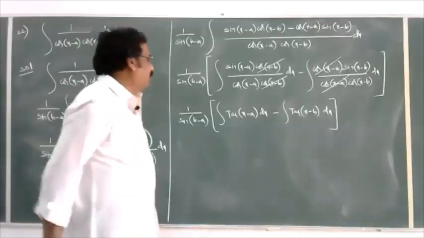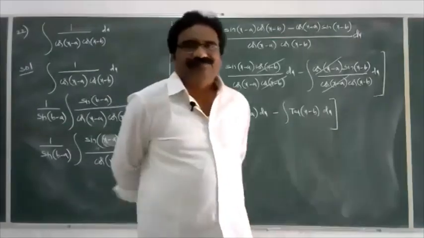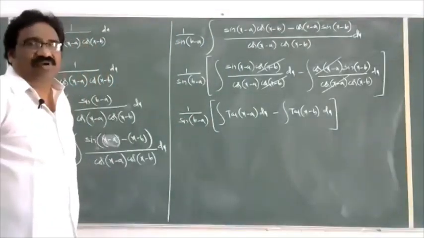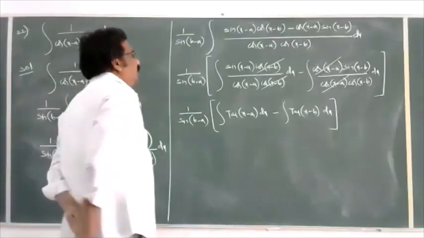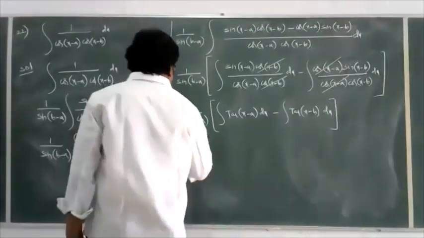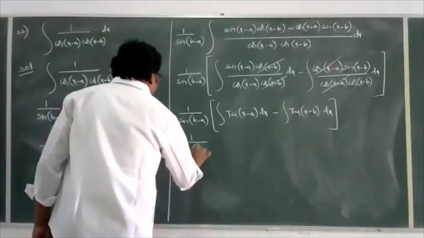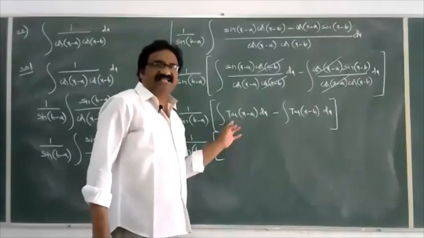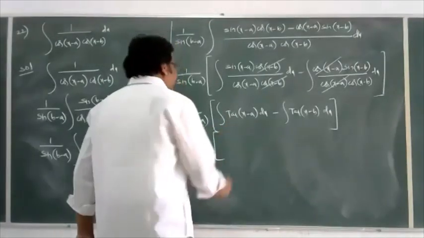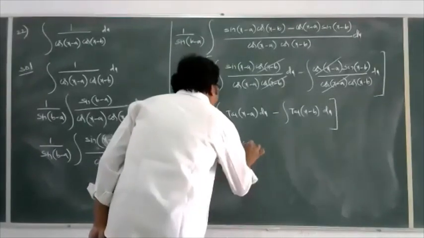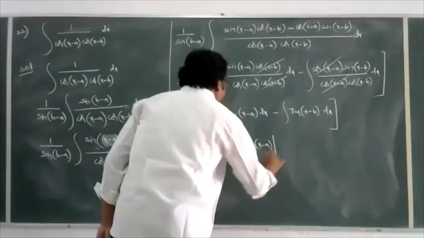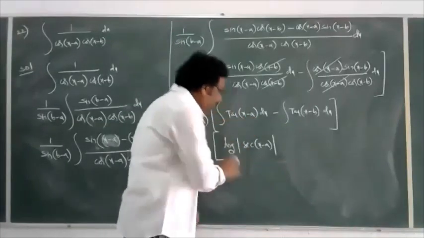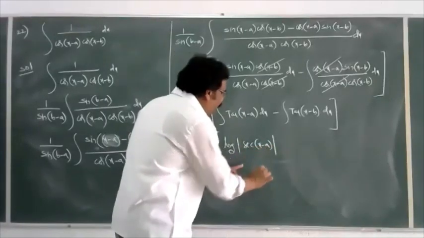So you remember the formula: integral of tan x is log mod secant x. Applying it here, 1 by sin of (b minus a) into the integral of tan x gives log mod secant of (x minus a). Here x minus a is the argument, and by using the chain rule, the derivative of x minus a is 1.